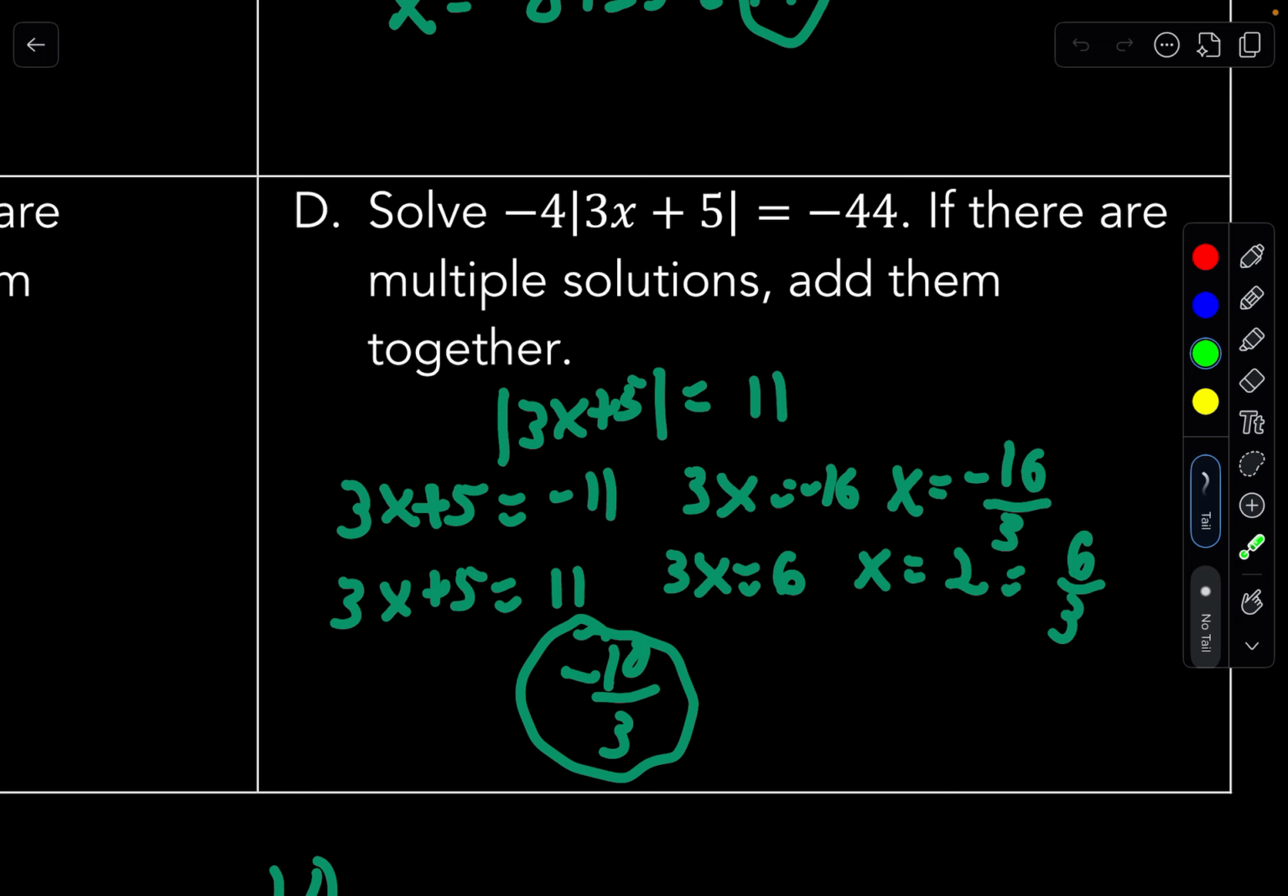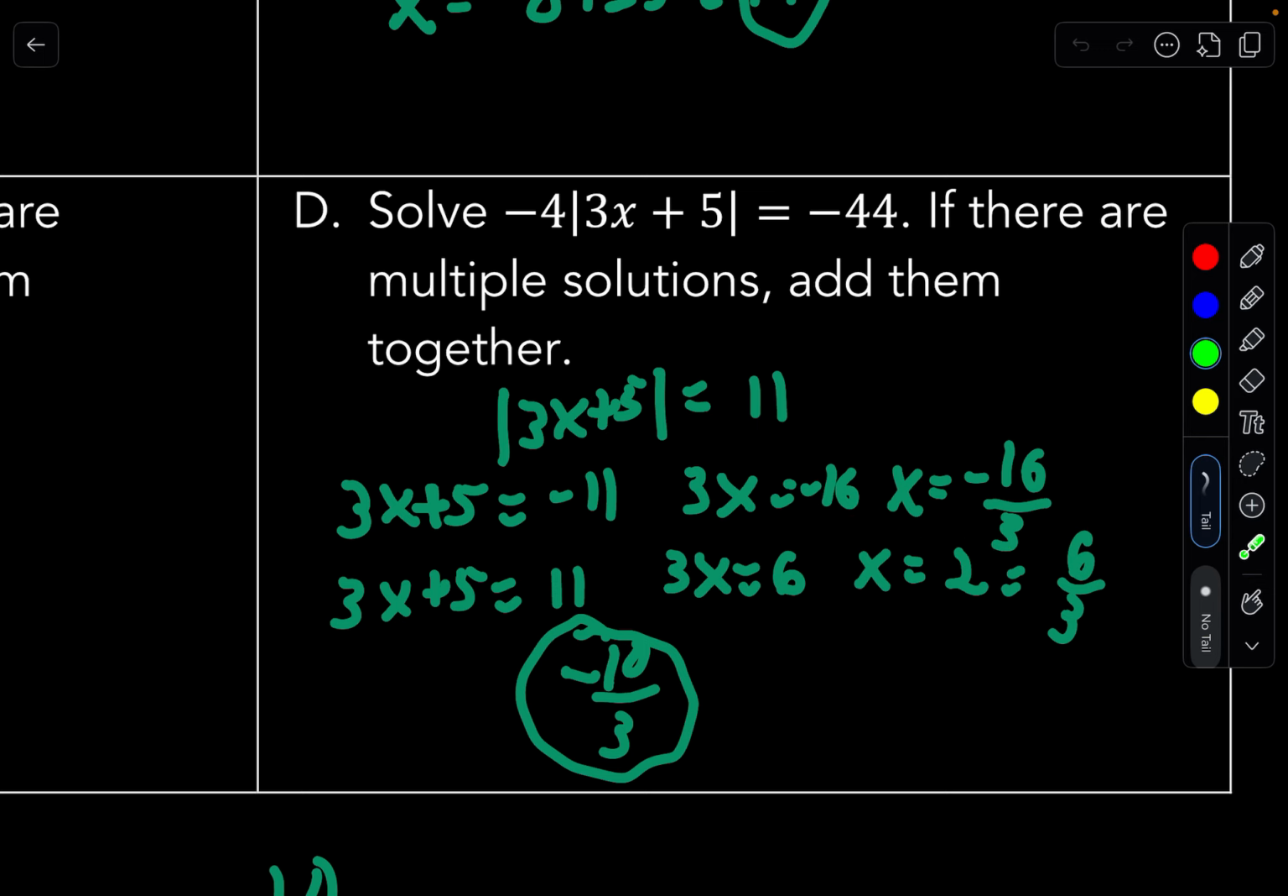Again, why is it two solutions? Because if you replace 3x plus 5 with -11 and take the absolute value, that gives you a +11. And likewise, if we replace 3x plus 5 with +11 and you take the absolute value, that also gives you a +11. Both of them work. So we have these two solutions. So you have 3x plus 5 equals -11. Subtract 5 from both sides because we're solving this linear equation. Divide by 3, and you got x equals -16 divided by 3.